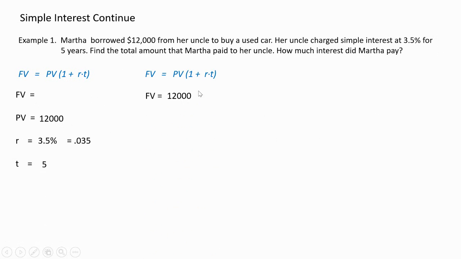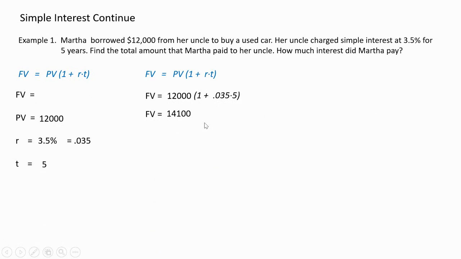Right, there's my present value. It's going to be 1 plus 0.035 times 5. And we put this into the calculator. So it should give us 14,100. So that's how much Martha paid. That's the total amount that Martha paid.